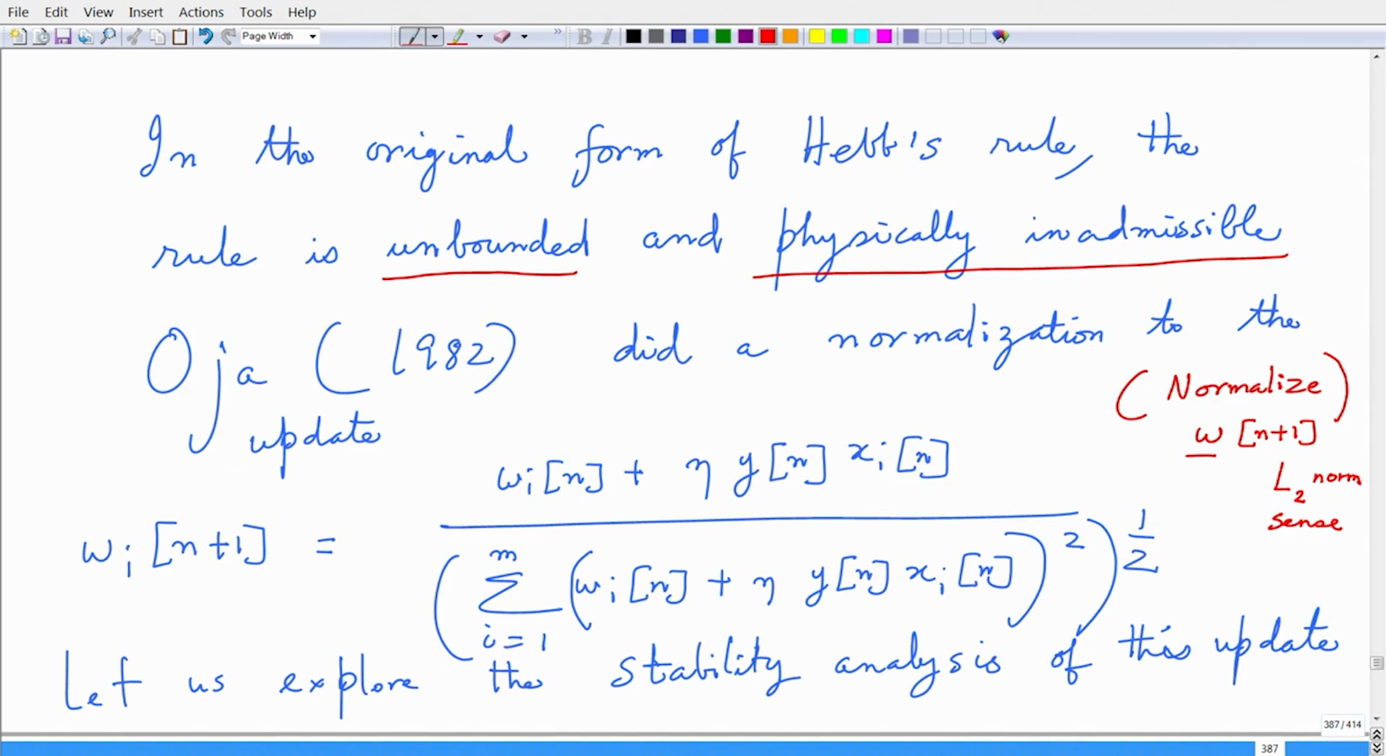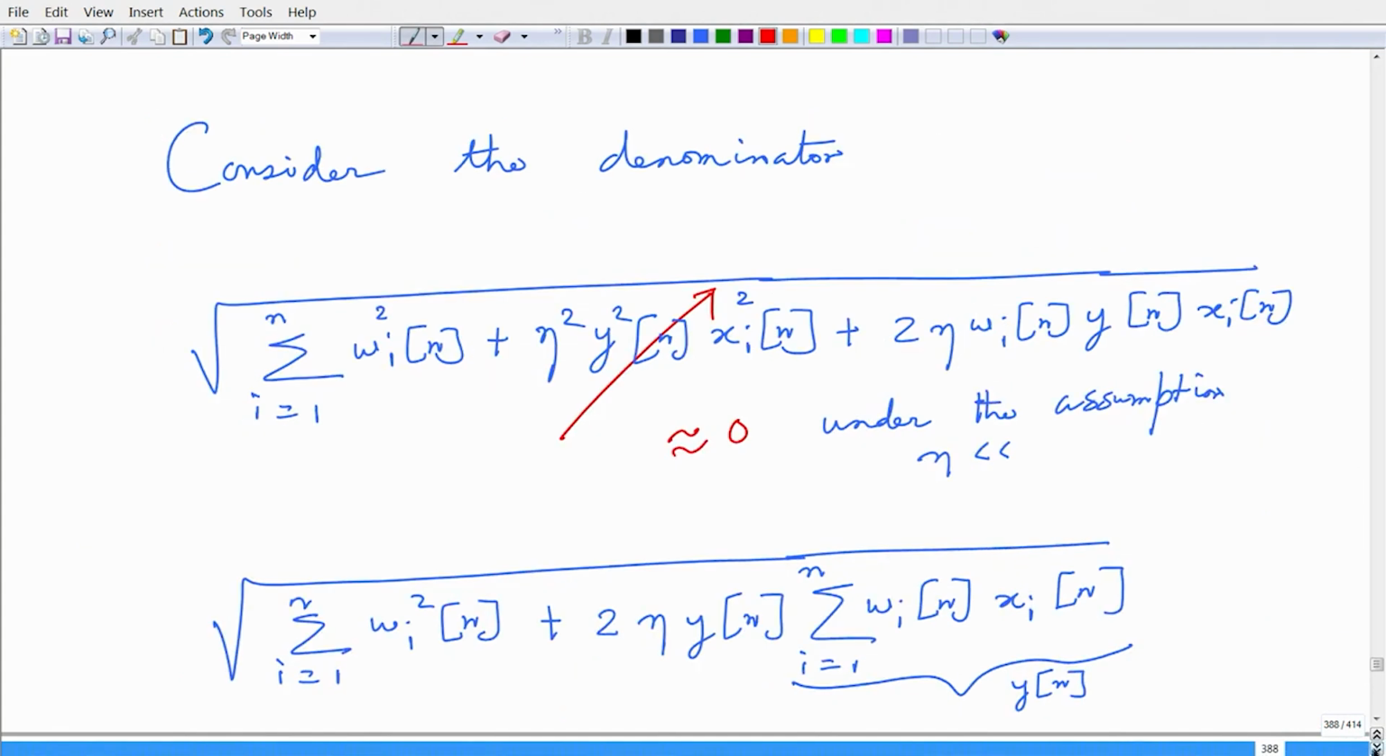Now, let us explore the stability analysis of this update and see if this update gives us a stable solution and what it reveals in terms of the analysis. So, clearly this is an adaptive system because the weights are changing at every time step n, and certainly this seems to be like a nonlinear dynamical system, but let us see if it is indeed nonlinear, and that is the sort of idea where we want to drive.